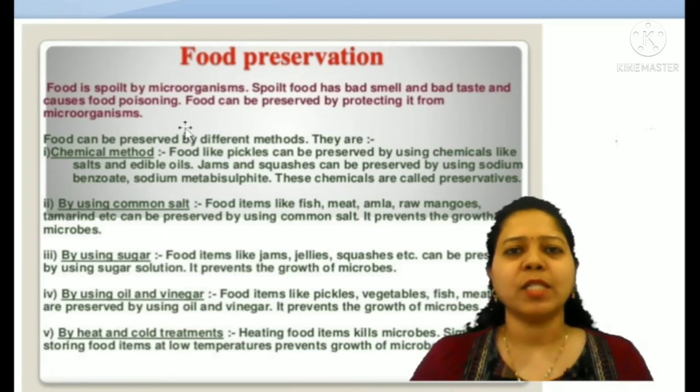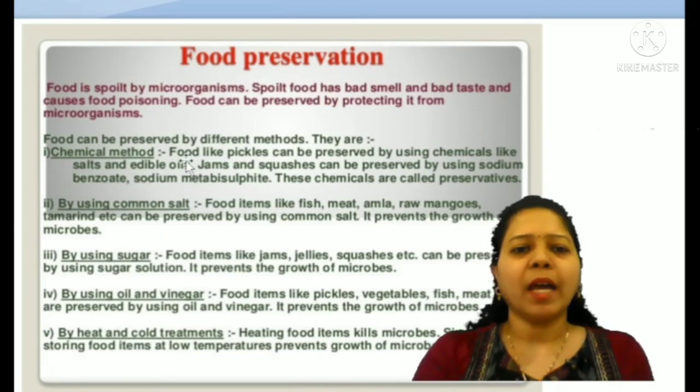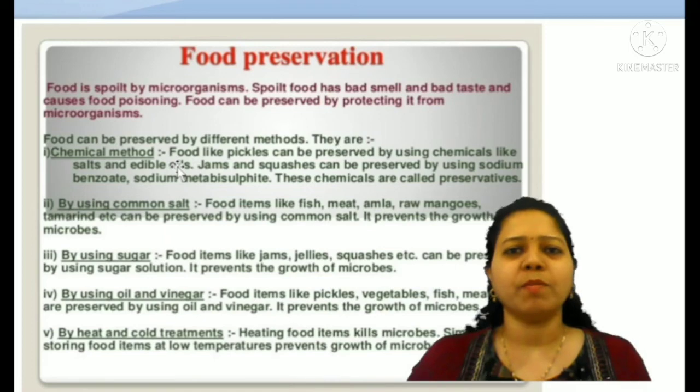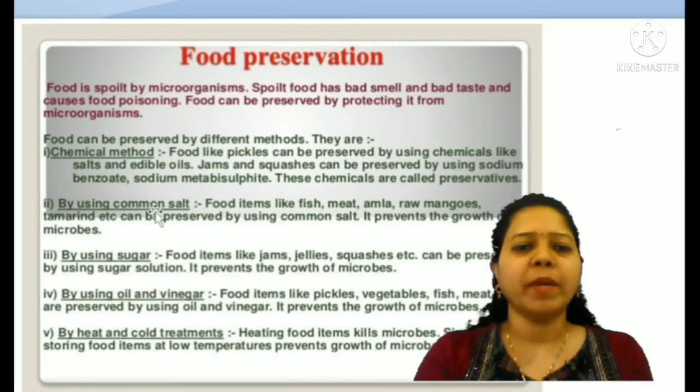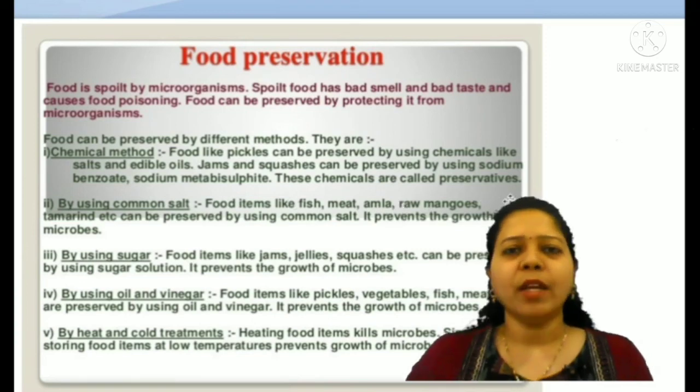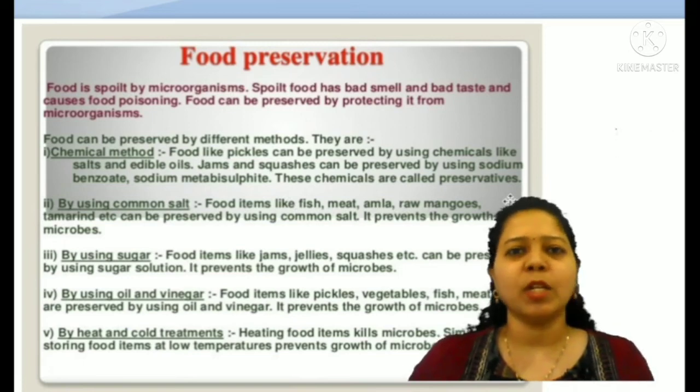This food spoiling takes place by microorganisms. Food can be preserved by different methods. First method is the chemical method. Food like pickles can be preserved by using chemicals like salt and edible oils. Jams and squashes can be preserved by using sodium benzoate and sodium metabisulfite. These chemicals are called preservatives, because we are using them to preserve the food.